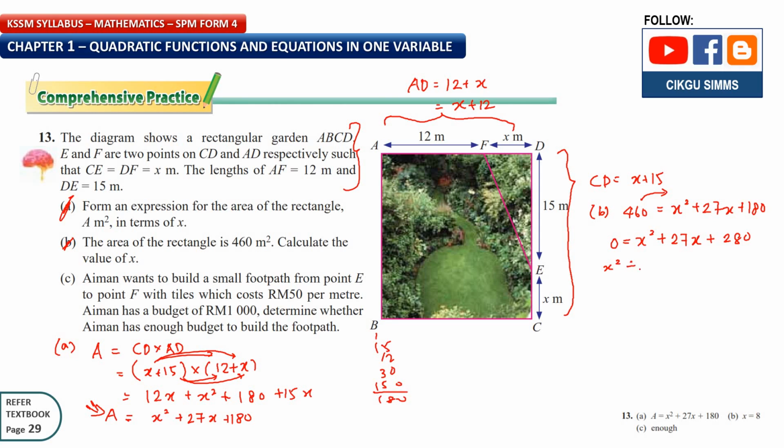And then x squared plus 27x plus 280 equal to 0. This I need to solve for x, so I need to factorize. Okay, so x times x, you get x squared. And then for this one, I need to get 27.